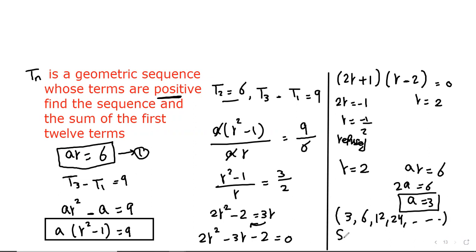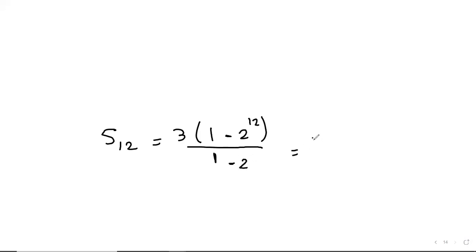How can we find the sum of the terms of the geometric sequence? Here, the sum Sn equals, as you know, A multiplied by 1 minus R to the power of n over 1 minus R. Because we don't have much room here, we are going to write in this area. So S12, I want to get S12. So S12 is A, 3 multiplied by 1 minus R to the power of n, 2 to the power of 12, over 1 minus 2 equals 12,285.